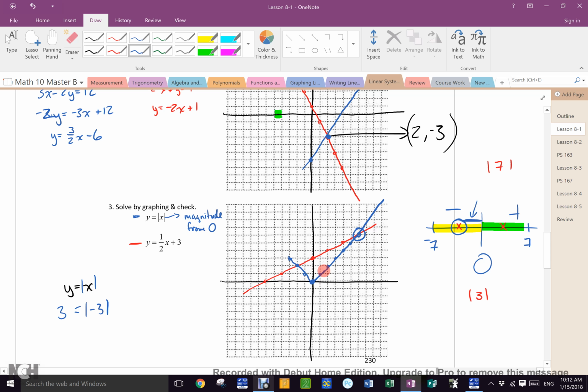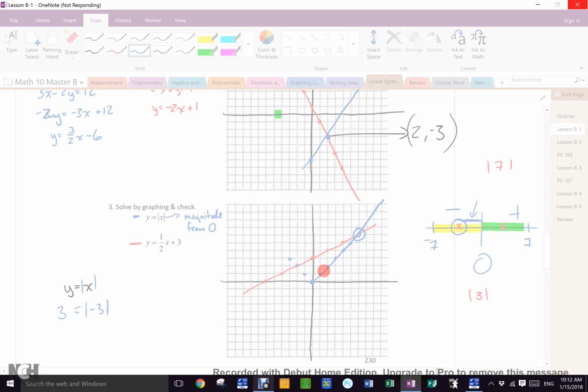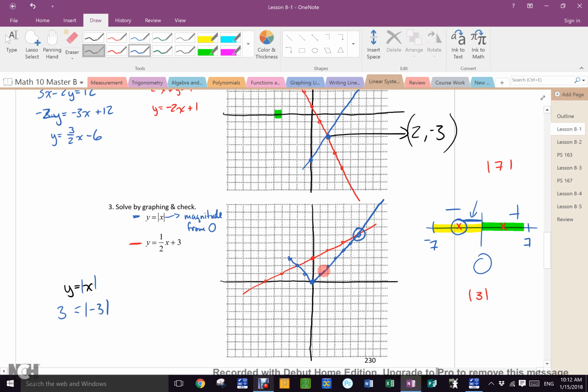Now, what happened in these two places? What happened to the red and the blue line there? They intersected, which means that's a solution, yes? What about there? They intersected, so it's another solution. Is everybody with me? So the answer here is 6, and negative 2, 2.